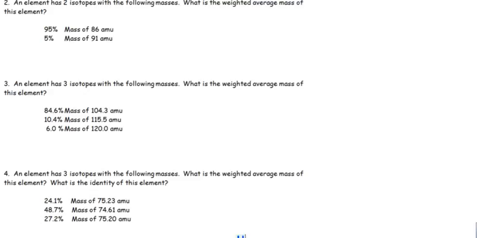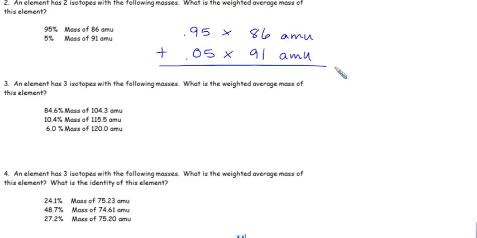The biggest mistake I see is that people just forget that you need to multiply the percent as a decimal. So you're going to use 0.95 times 86. And then we're going to add, we've got to move the decimal, 0.05 times 91. Plug it in your calculator.